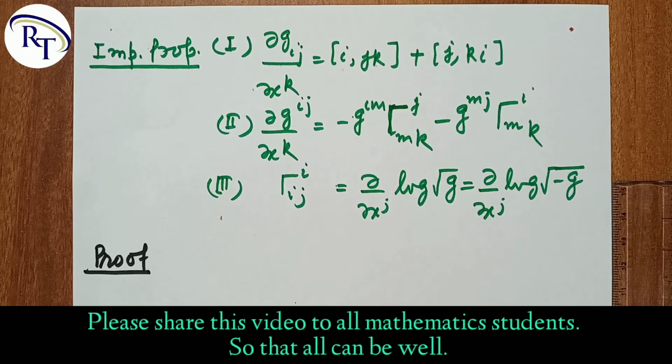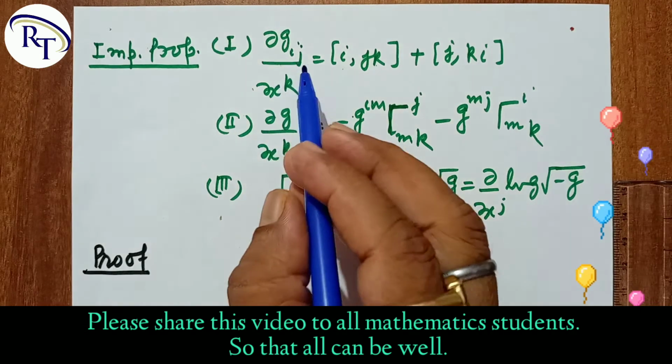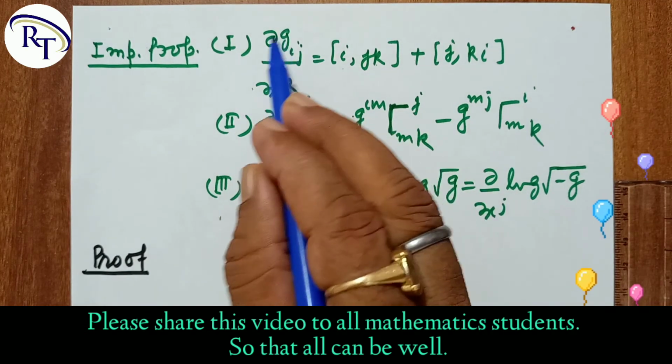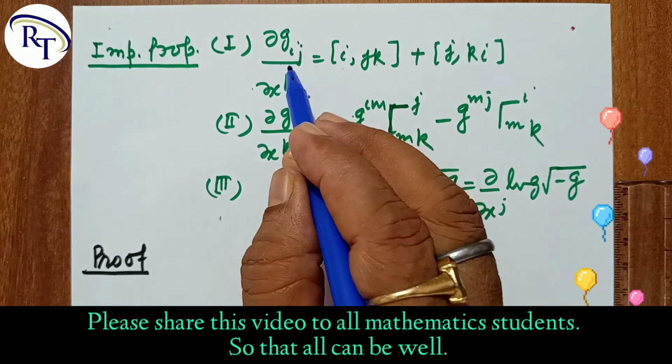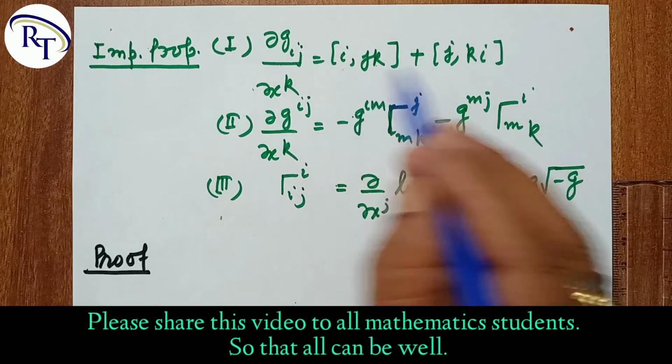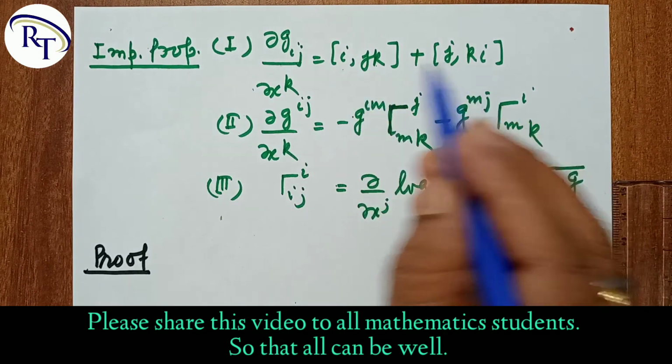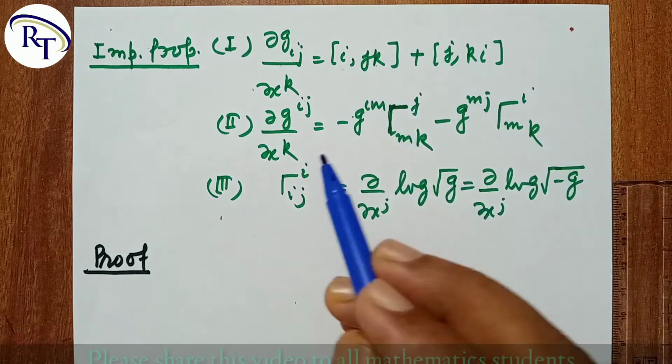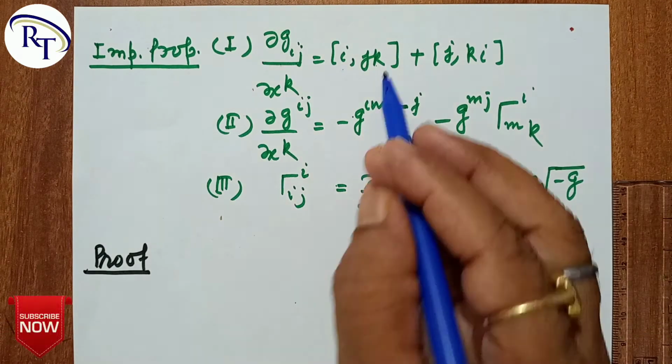Some important properties of Christoffel symbols of the first and second kind. The first property is that the partial derivative of the metric tensor is equal to the sum of these Christoffel symbols of the first kind. The proof is very easy.